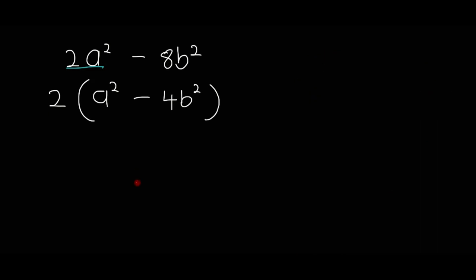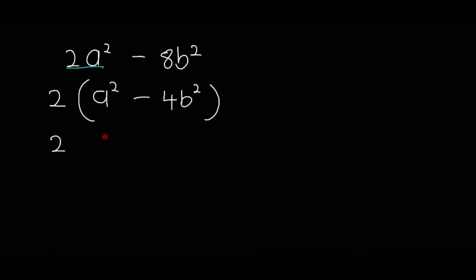And then now from here you can notice that inside the bracket we have two terms that are separated by minus, and then you can see that those terms are both perfect squares, because you can notice that the square root of a squared is a, and then the square root of 4b squared gives us 2b, because the square root of 4 is 2, and then the square root of b squared is b. So it means that we will use the difference of two squares.